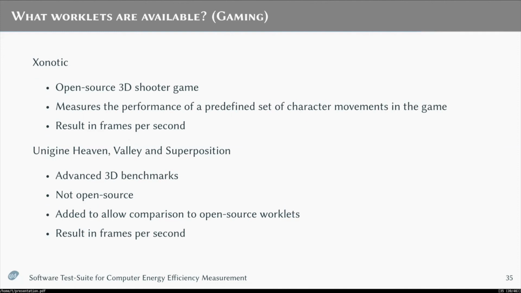And what it does is that there are predefined character movements in the game, and those are executed. It's a scripted run of this game, and the computer is measuring how many frames per second it can render during this test run. For comparison purposes, we have the Unigine Heaven, Valley, and Superposition worklets. They are quite nice 3D benchmarks, but unfortunately they are not open source. So we can only use them for comparison and probably not in the final version.